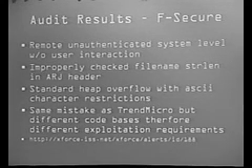F-Secure, actually, I want to give them a little bit of credit. They were extremely fast at fixing this, and they were extremely great to work with. By far the most pleasant vendor that we've dealt with so far.